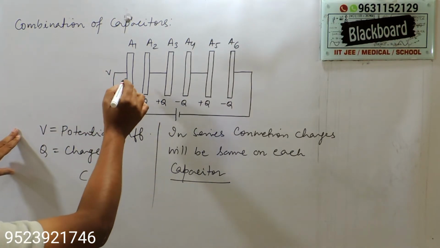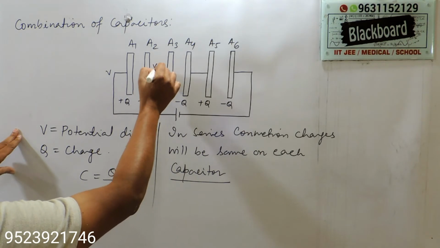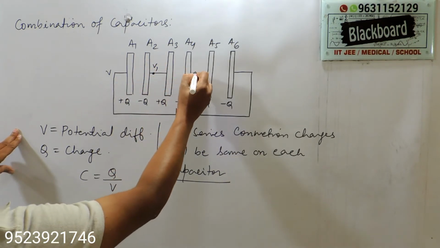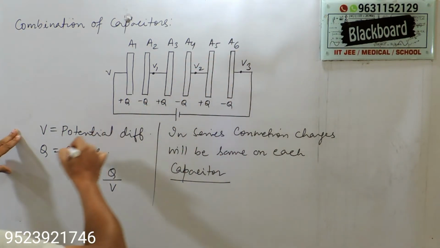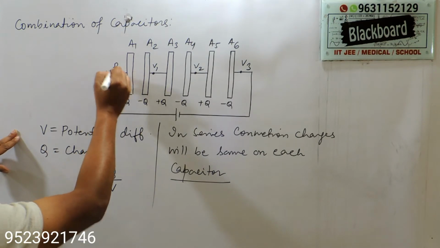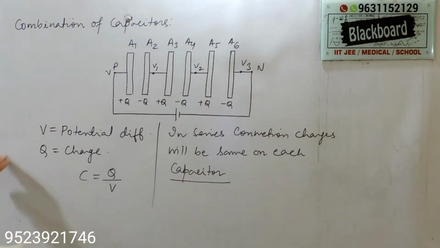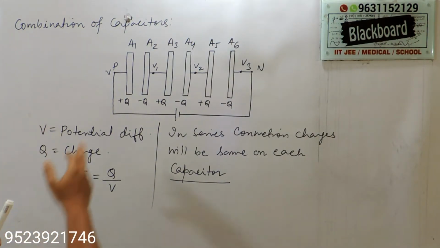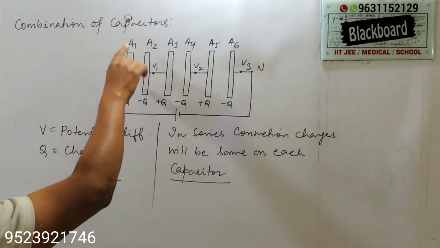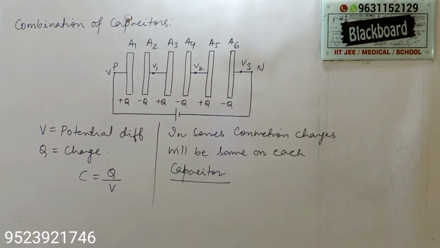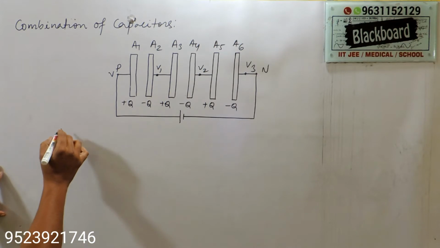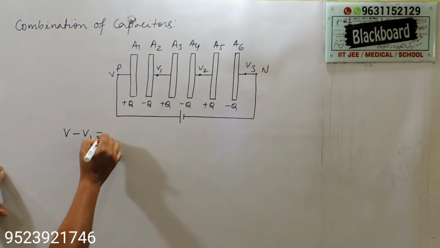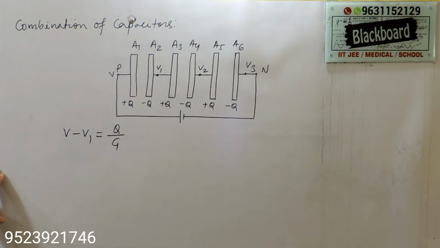Here let the potential be V, here V1, here V2, and here V3, and let this point be P and this point be N. For this capacitor, the first plate is A1 and the second plate is A2, and the potential difference is V minus V1. So you can write V minus V1 is equal to Q by C1.